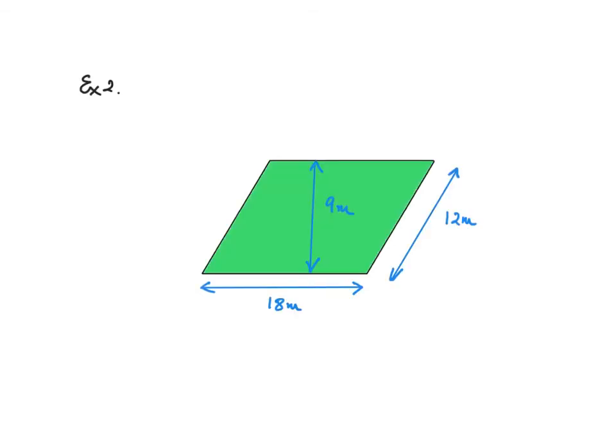Example 2, now you'll notice that we are given 3 dimensions, and that's to confuse you. Let's write down the formula. It's area equals base times the height. Which is the base and which is the height? Well, the base and the height must meet at 90 degrees, and the only 2 dimensions which meet at 90 degrees are the 18, which is the base, and the 9, which is the height.